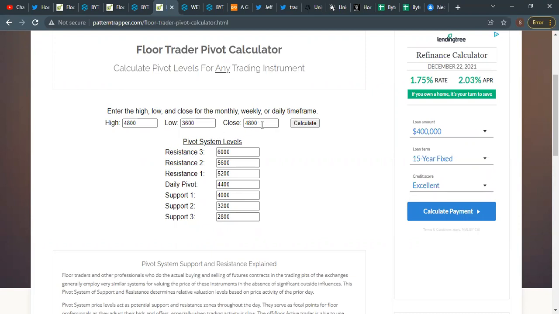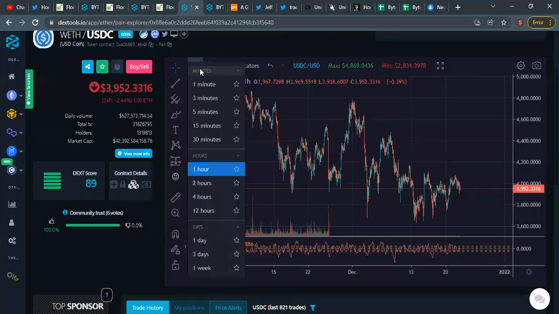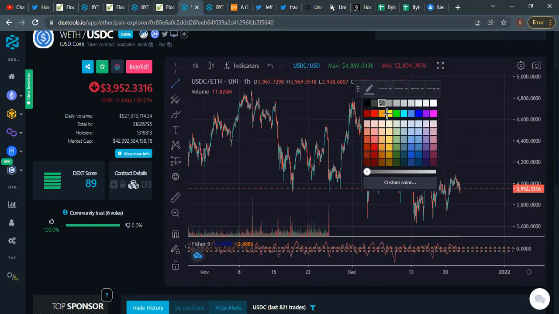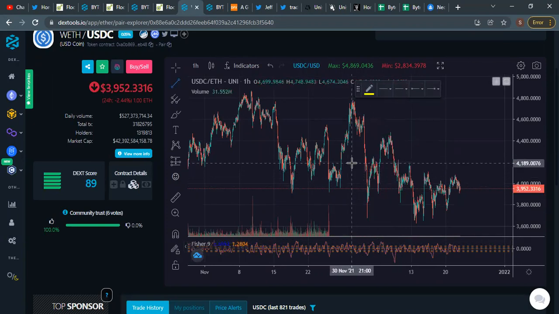Low 3,600. And these are the numbers that I came up with. So we got the $4,400 pivot here. So let's just go ahead and chart this and see what we find. So this will be the monthly pivot here at 4,200.